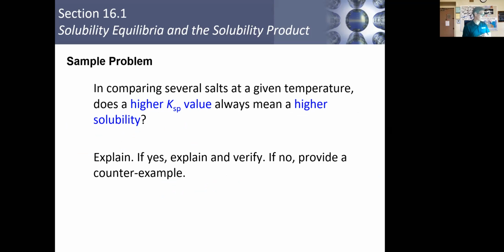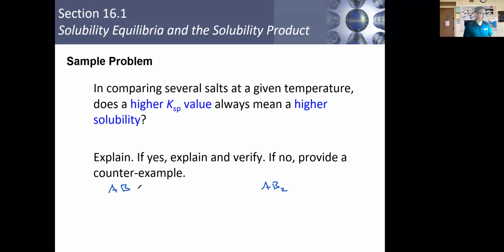Let's answer this question together by examining the solubility product constant for two generic salts. Let's examine a salt AB, and then let's do AB2. All right, so we have two compounds that are the same. The only difference then is in the number of ions.